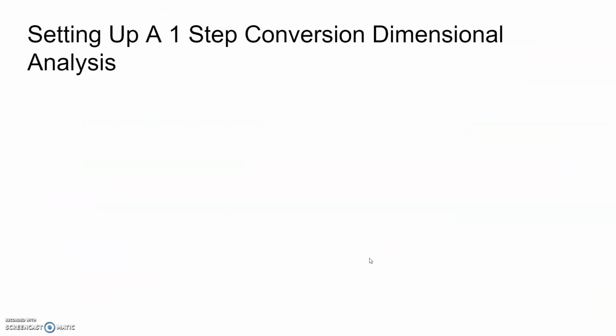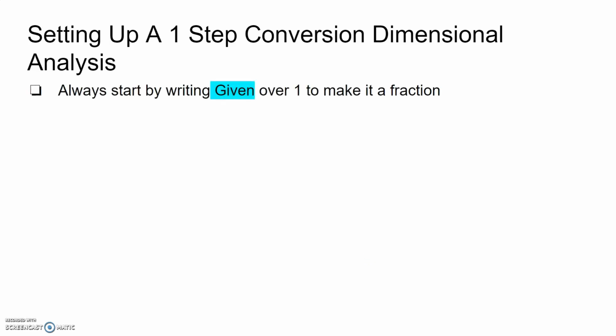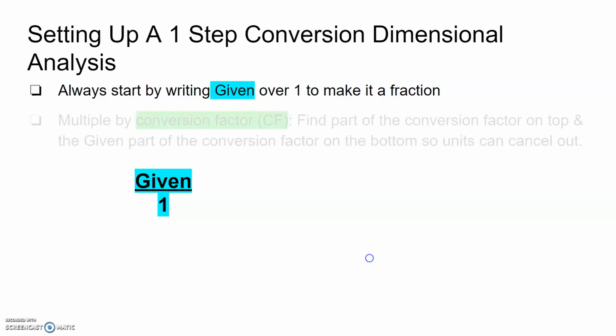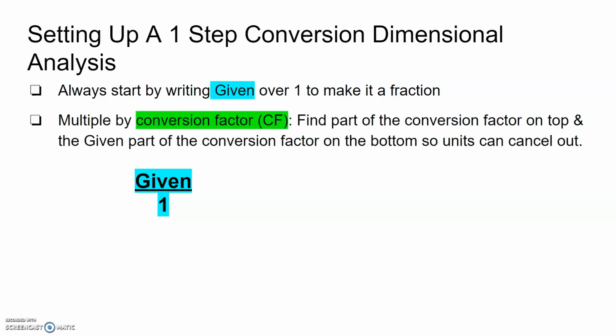So let's talk about how we set up a one-step conversion. One step just has one calculation, one multiplication. The first thing is you're always going to start by writing your given over 1, and that's to make it into a fraction. It makes the math that you're doing easier. So you write given over 1 to make it into a fraction. The second thing you're going to do is multiply by your conversion factor.